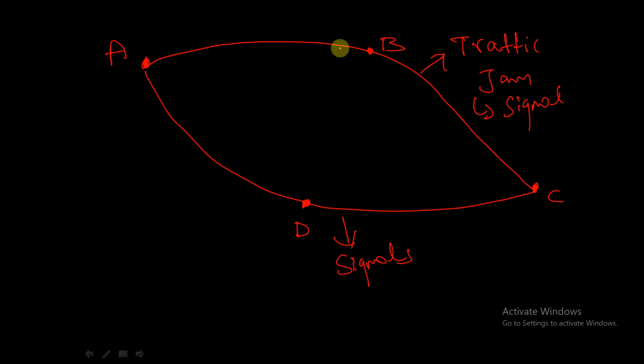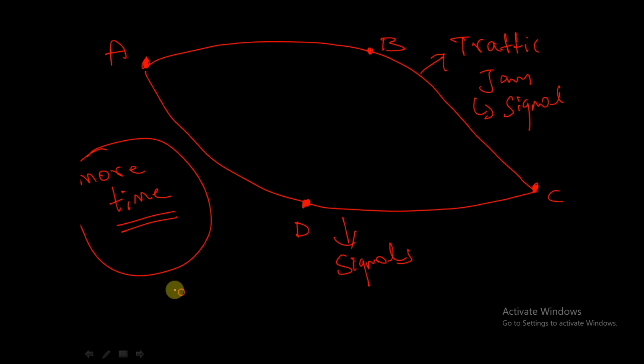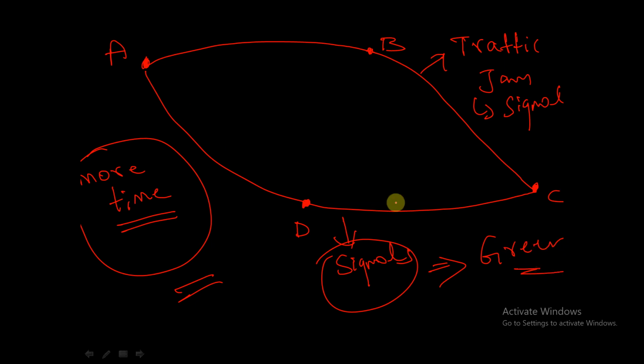So the path which you are waiting on for more time, you feel like it is the longest path because you are taking more time. It is not the longest path in a sense, but it will feel like it. And if there is less traffic jam and only some signals, and the signals are also green every time, you will reach the destination faster. So it will feel like it is the shortest path because it is taking less time. Is my example clear?